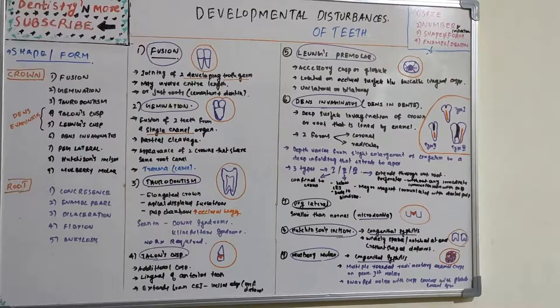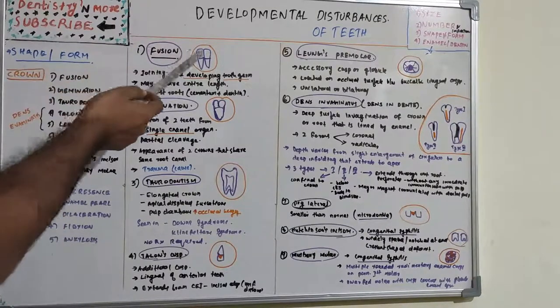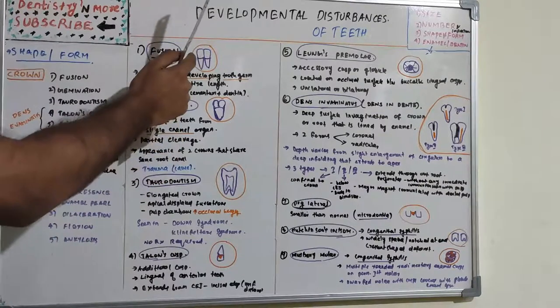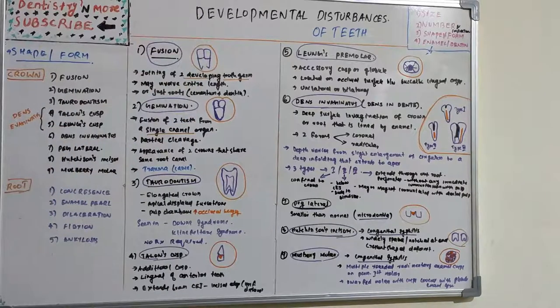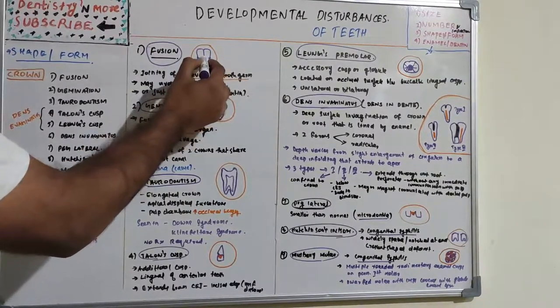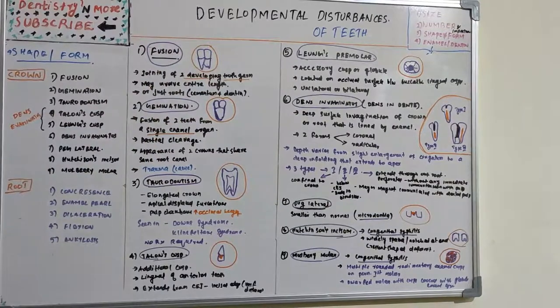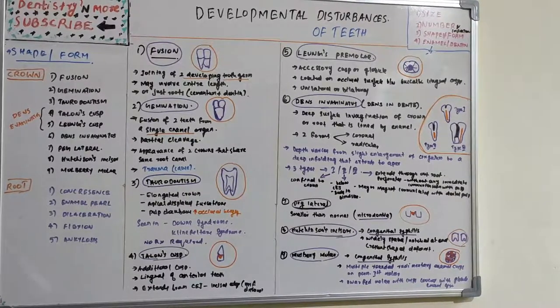So it may just involve the roots, or the entire length will be joined. So it results in a single large tooth structure. If it is involving just the roots, cementum and dentin will be shared. Suppose if it is like this, this is crown sharing, and if it is happening at the root end, there will be cementum and dentin sharing between these two tooth germs. And fusion is basically seen in lower teeth, that is central and lateral, or lateral incisor and canines in lower teeth. Next we'll move on to gemination.